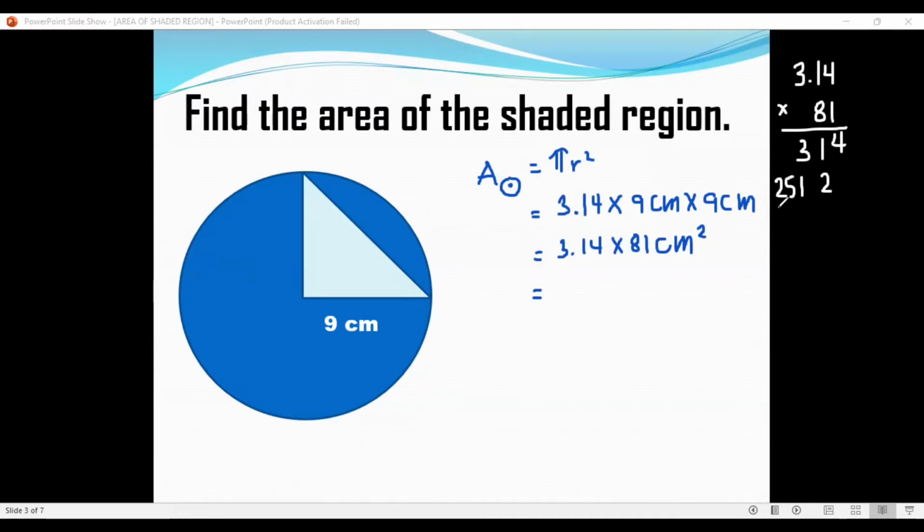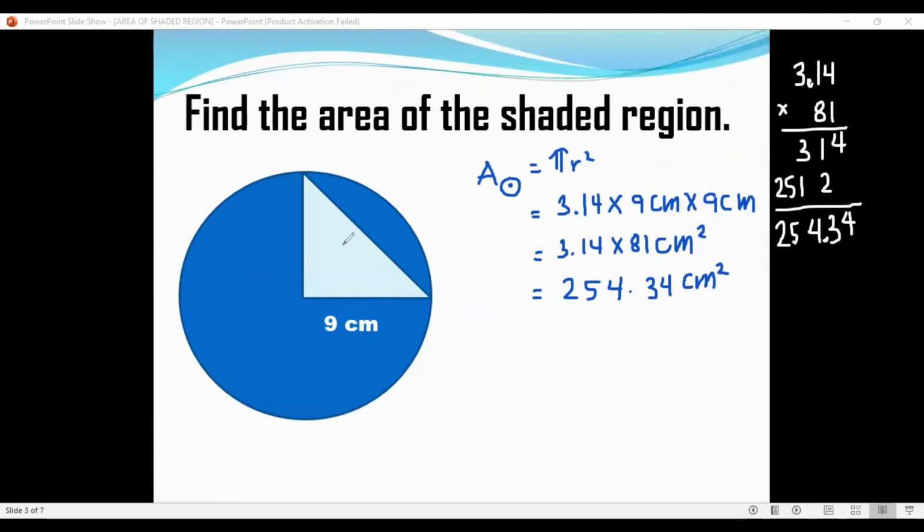Okay, so adding this, we have now 4, 3, 4, and 25. We just bring that down. There are two decimal places, so do not forget that the answer that you have now for the circle is 254.34. Okay, so that is now the area of the circle, 254.34. And of course, the unit of measure, which is square centimeters.